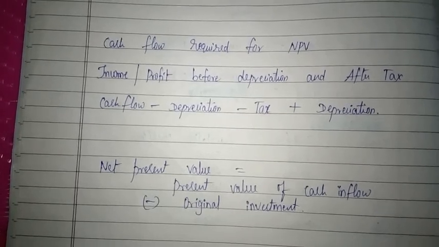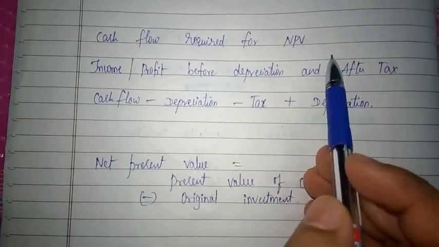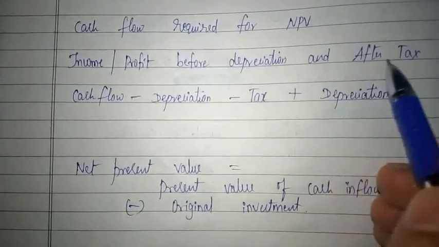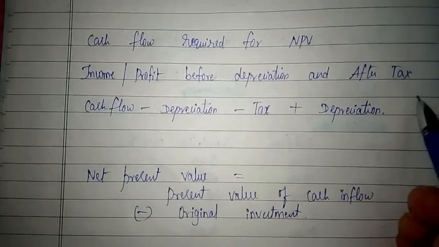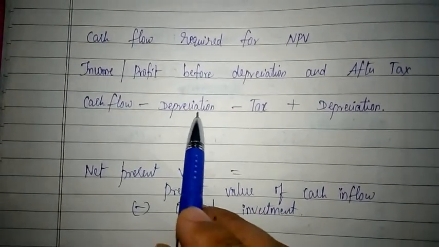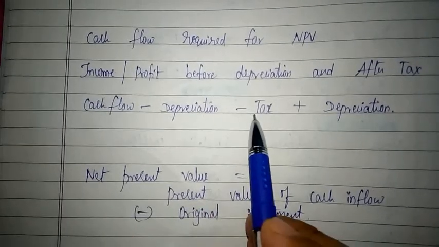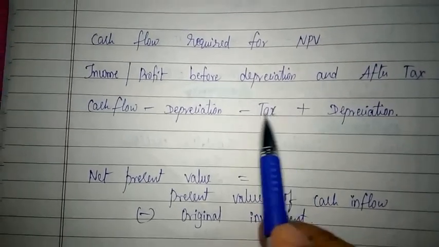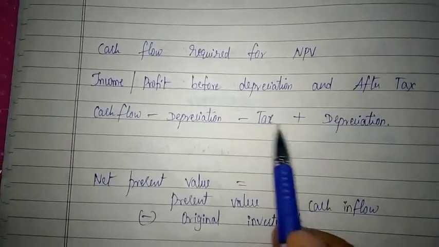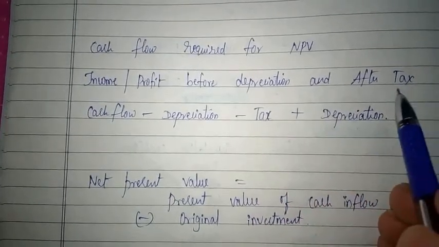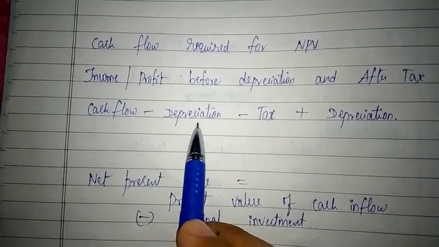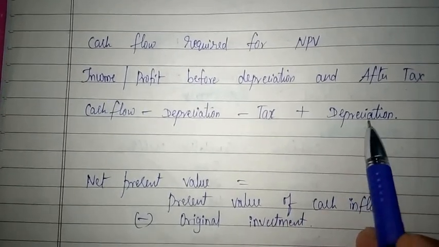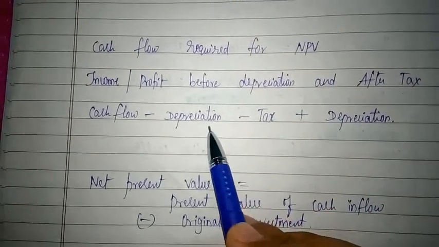The cash flow required to calculate net present value, that is NPV, is income or profit before depreciation and after tax. It can be calculated by first deducting depreciation from the cash flow, then deducting tax, and then adding back the depreciation. This is the process to determine the profit before depreciation and after tax. First we need to deduct depreciation, then deduct tax, then add back the depreciation which has been deducted in the previous process.